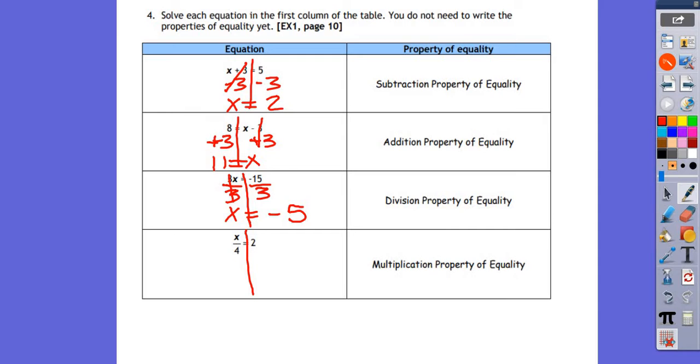So what operation is the creeper doing currently? Division. What's the opposite of division? Multiplication. Multiplication by the creeper, which is 4. That cancels that out. I'm left with X equals 2 times 4, which is 8. And there, X is by itself.